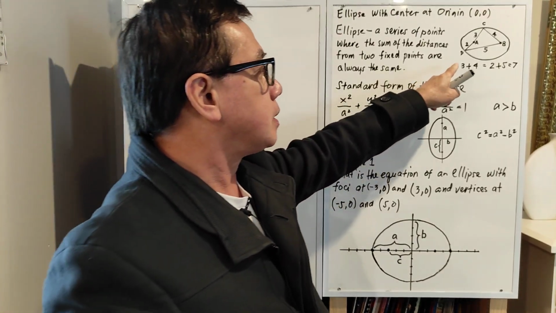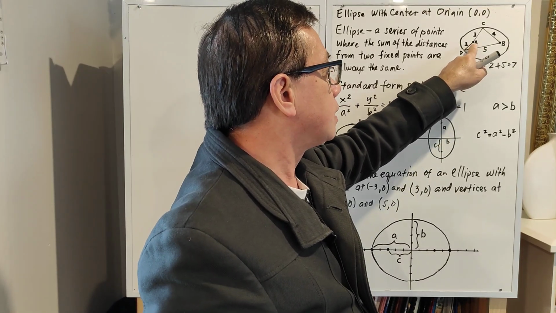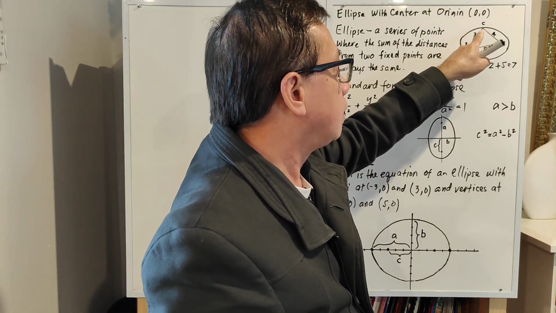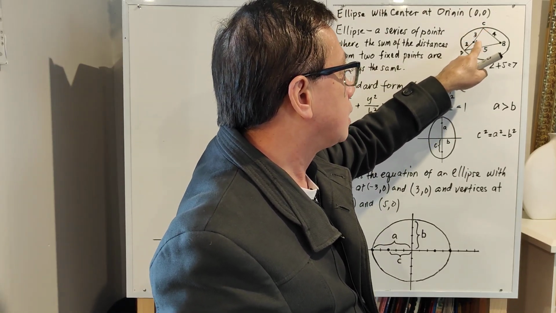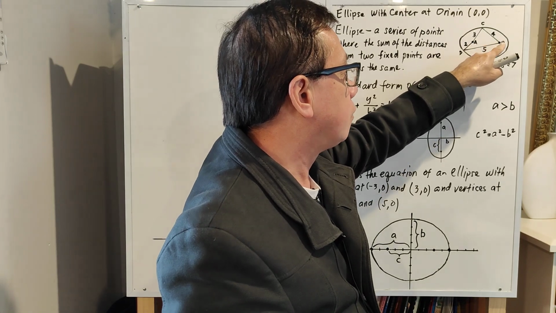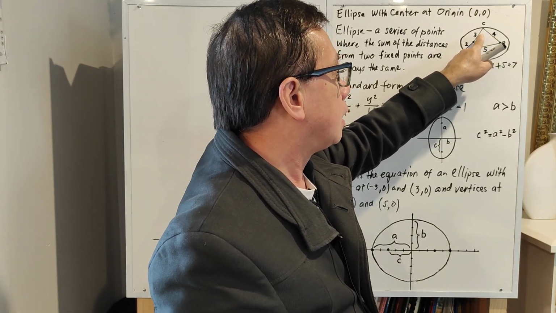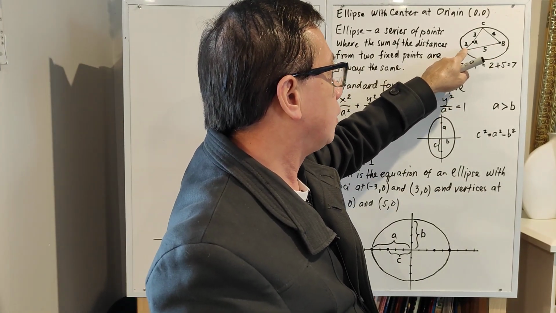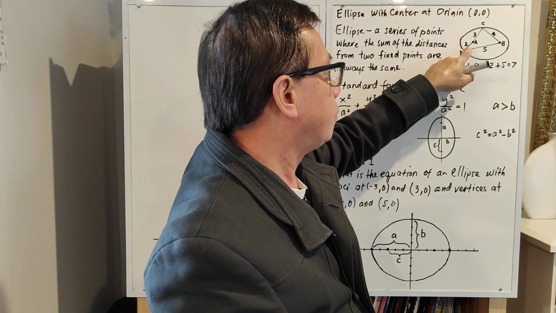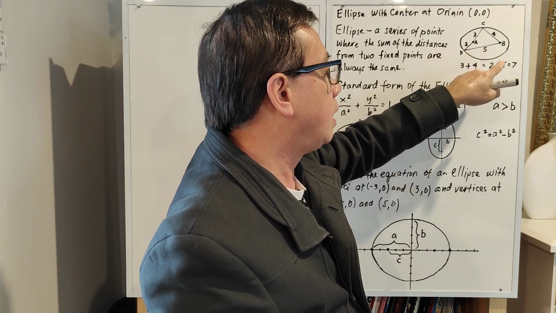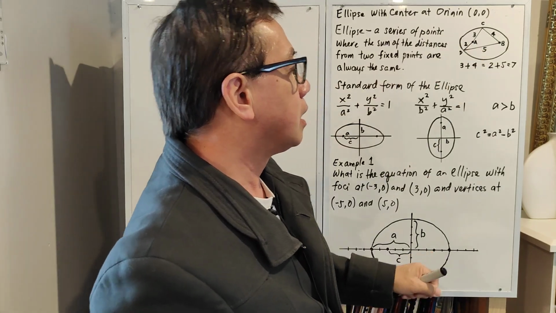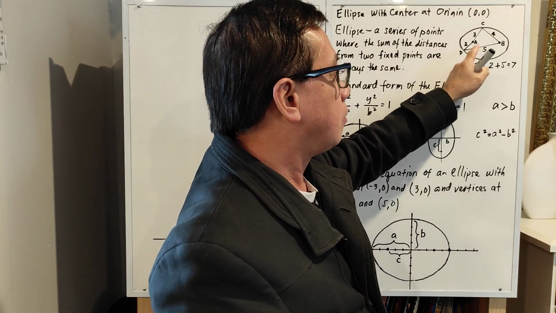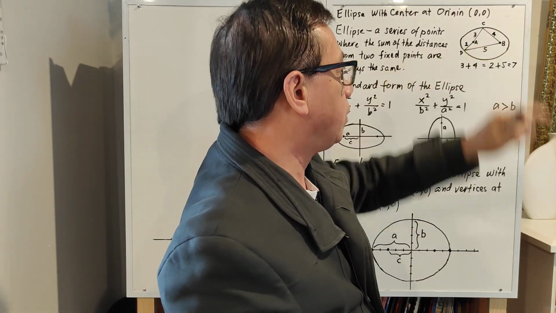For example, we have an ellipse. The fixed points of the ellipse are A and B. Point C, which is on the ellipse, has a distance of 3 from A and a distance of 4 from B. So 3 plus 4 is 7. Another point, point D, on the ellipse, has a distance of 2 from A and a distance of 5 from B. So 2 plus 5 is also 7. Any point on the ellipse has a sum of distances of 7 from points A and B.